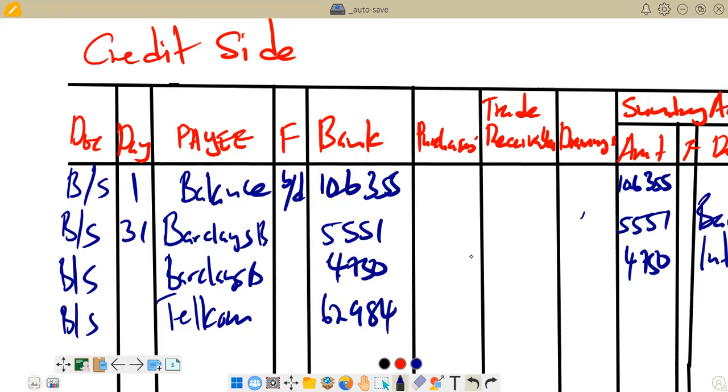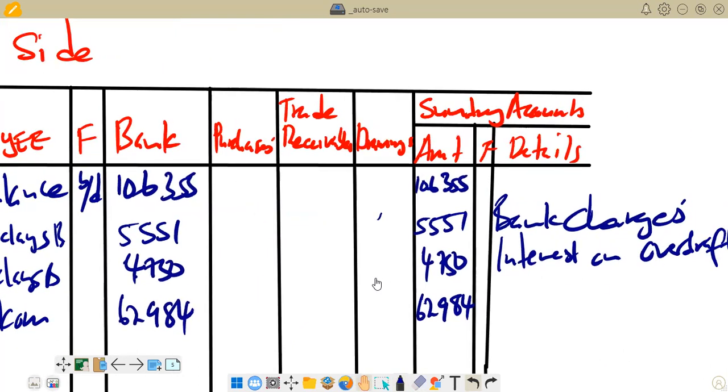And if you come here, you would see that we do not have anywhere for this telephone bill among the details of purchases, trade receivables, and drawings. So in that case, it's going to come under the sundry account, and then we put our 62,984. So on the description and details, we are saying it's a telephone bill that we are paying. So we can just say telephone. So this is what we have. Then we can as well go and check what we have next.